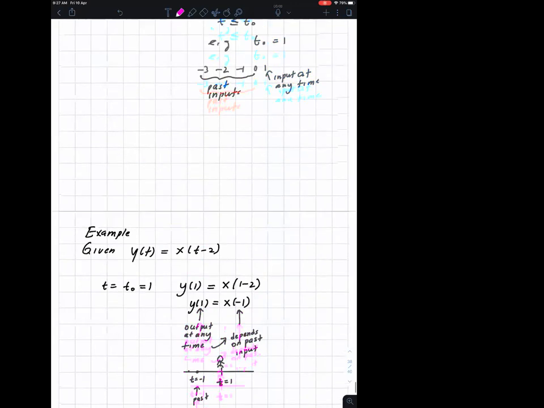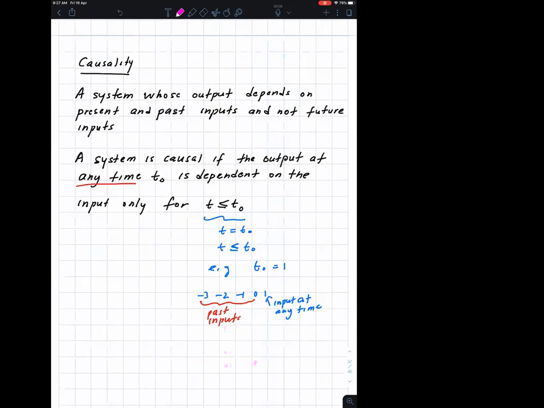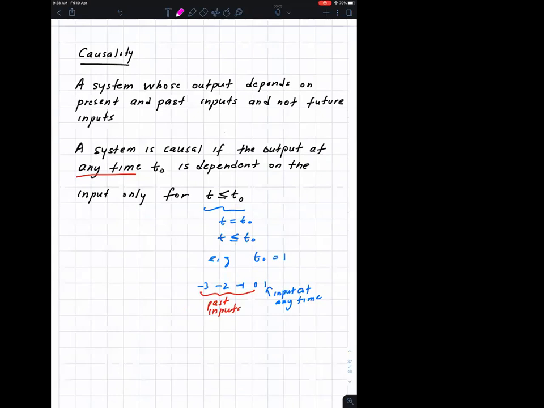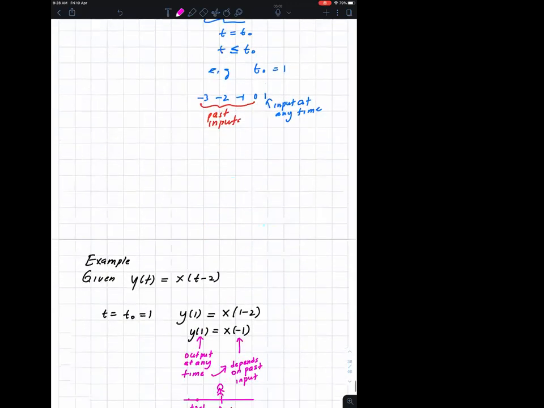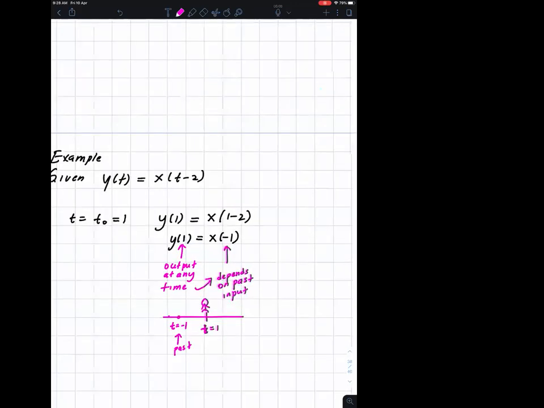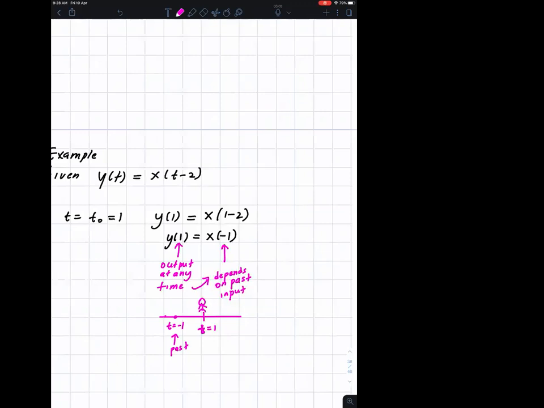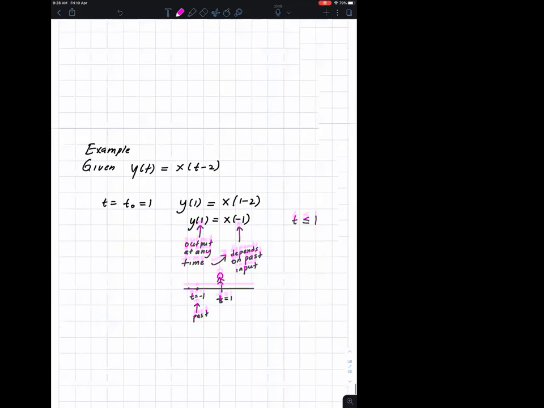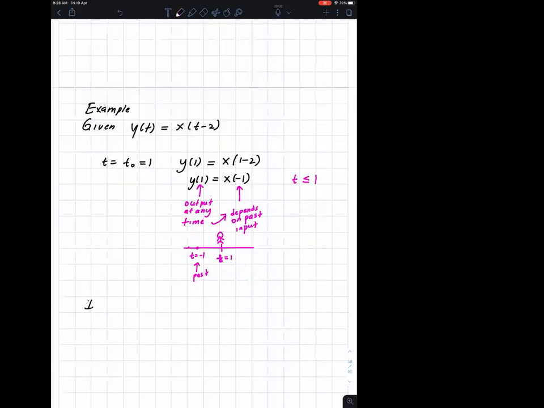A system is causal if the output at any time t naught is dependent on the input only for t less than t naught. So that means it can be past input also. Let me read this again. A system is causal if the output at any time t naught is dependent on the input only for t equal to t naught or less than t naught. So in this case, your t naught, t is less than 1. So is this causal? Yes, sir. Okay, this is causal. It is causal.